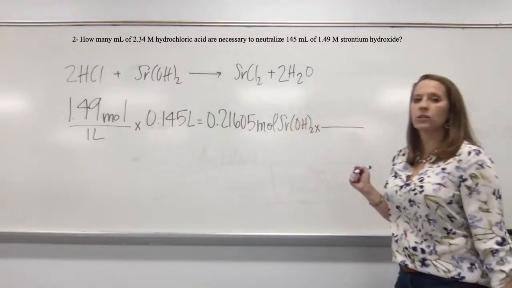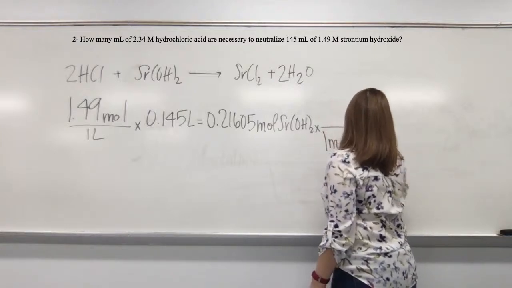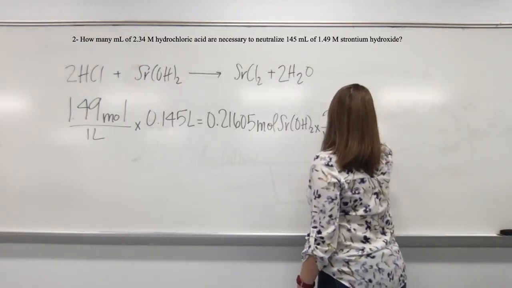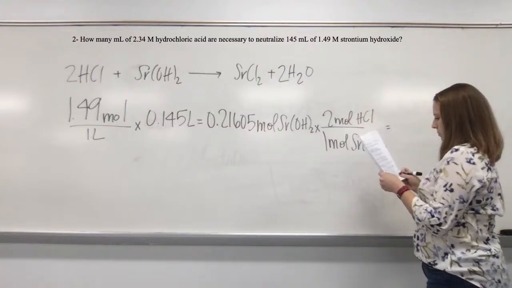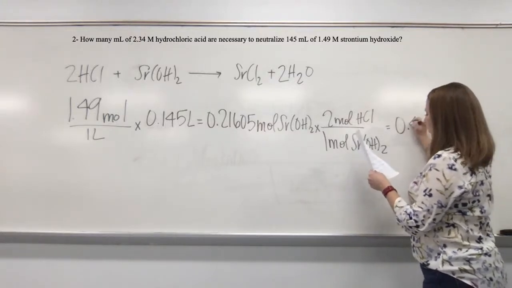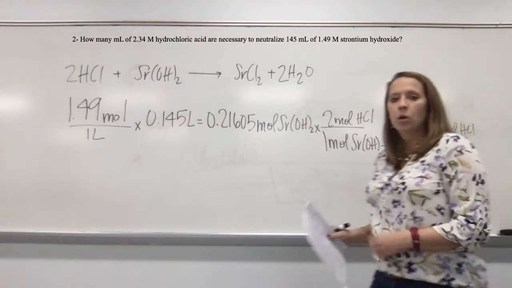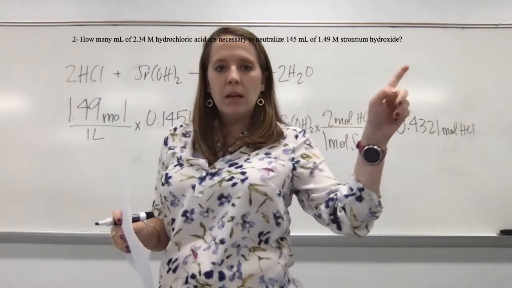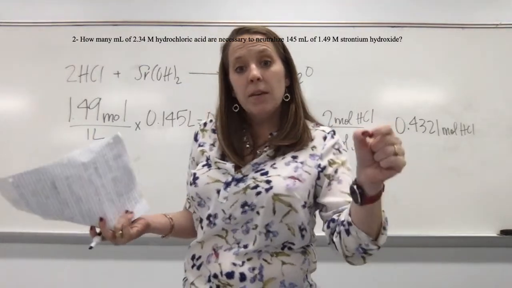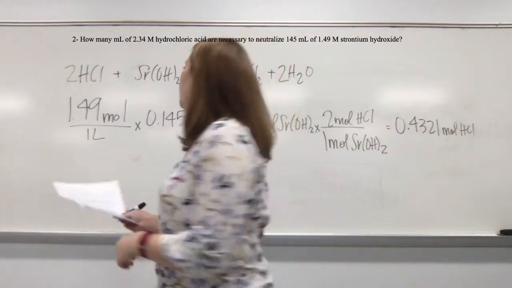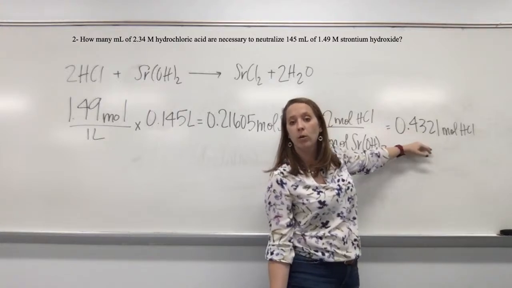Then we're going to convert that into moles of hydrochloric acid. So from here, for every 1 mole of strontium hydroxide requires 2 moles of HCl. And this gives us 0.4321 moles of HCl. So the question asks how many milliliters of this concentration, which is slightly different than some of the other ways we can start to think about that. So this is not asking for the concentration of this. We have that. I want to know what volume we used.